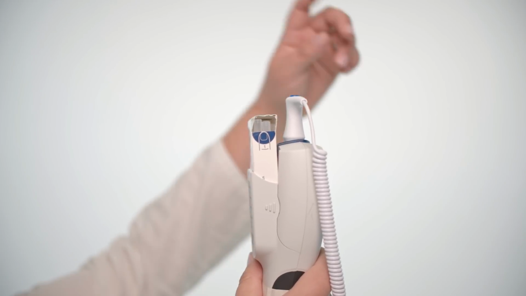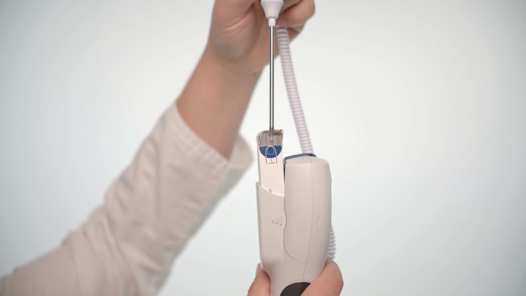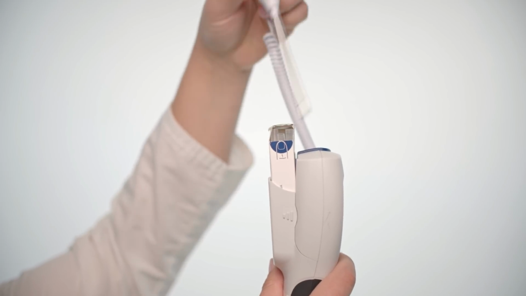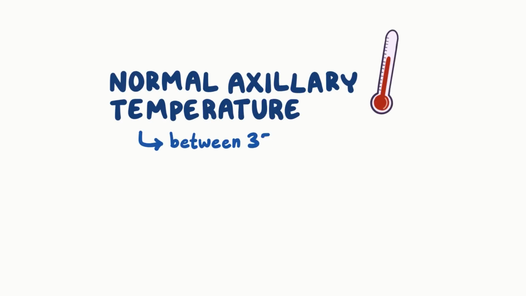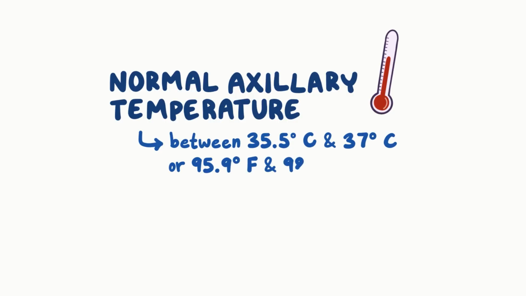Attach the blue oral probe stem to the thermometer. Slide over a disposable probe stem cover. Lift up Fred's arm to reveal the axilla. There should be no lesions present. They may cause pain or an inaccurate reading. Center the probe in the axilla and fold Fred's arm over and onto his chest. Again, wait until you hear the thermometer chime. A normal axillary temperature is between 35.5 degrees Celsius and 37 degrees Celsius, or 95.9 degrees Fahrenheit and 98.6 degrees Fahrenheit.